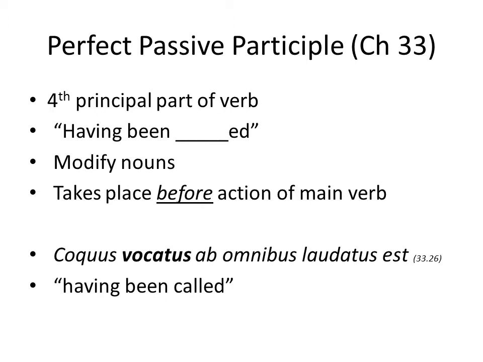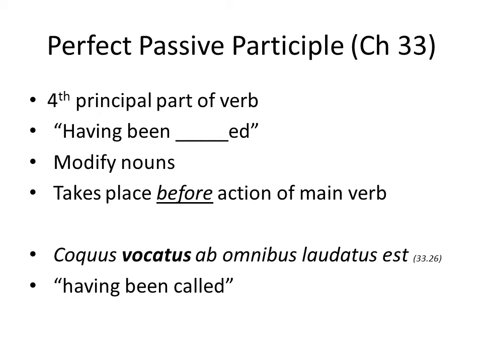So the perfect passive participle is the same thing as the fourth principal part of a verb. We translate it "having been something." Since it's a participle, it's going to modify a noun, as that third bullet point says. It's going to modify a noun in gender, number, case. And the perfect aspect of this means that it takes place before the action of the main verb.